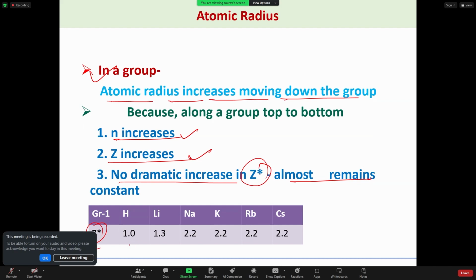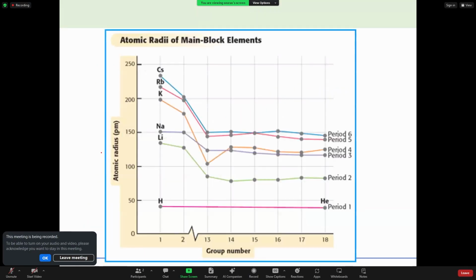We have already seen in the previous slide that from hydrogen to lithium, sodium, potassium, rubidium, cesium, this Z star value does not change. But the principal quantum number increases. That's why the atomic radius value also increases. So this is how the atomic radius value changes. Here also you can see that going from hydrogen to sodium, potassium, rubidium, cesium, the atomic radius is increasing. This corresponds to period 1, period 2, period 3, period 4, period 5, period 6.